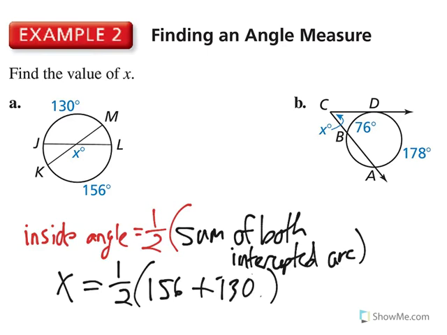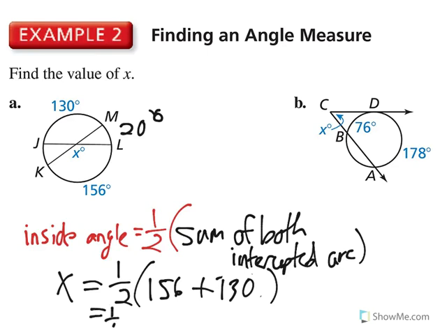Now don't get confused when they start to put all the angles on here. If they had put a measure for ML or a measure for JK, like say they had said this one is 20 degrees, don't just start plugging in numbers. Make sure it's the intercepted arc of the angle you're trying to find and the intercepted arc of that angle's vertical angle. So when I do this one, I just need to add those up. So 156 plus 130.